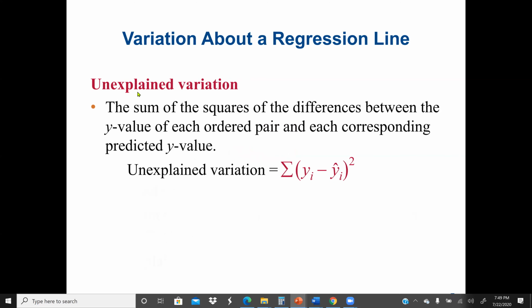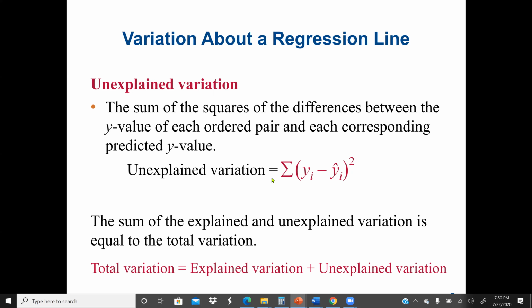The same thing applies to unexplained variation. It will be the unexplained deviation squared, summed. So it will be the difference between what? The actual y value and the predicted y, squared, and the sum of it. So the sum of the explained and unexplained variation is equal to the total variation. Total variation is always explained variation plus unexplained variation.